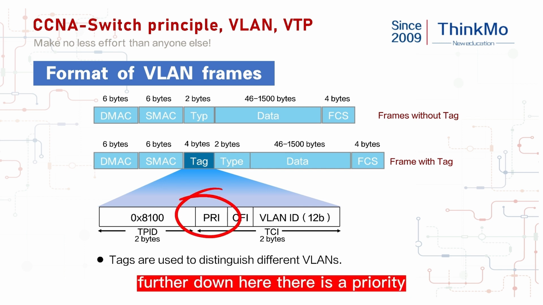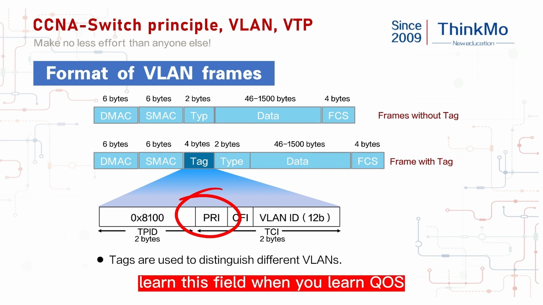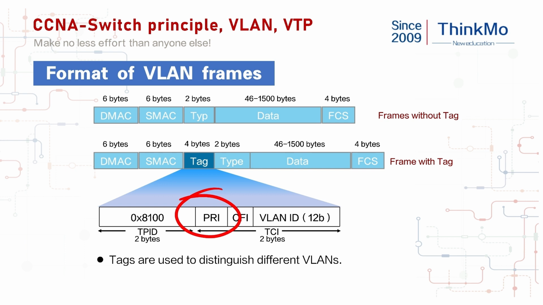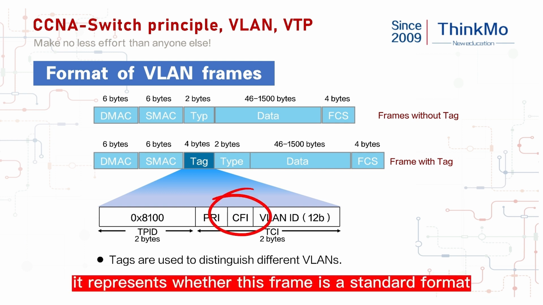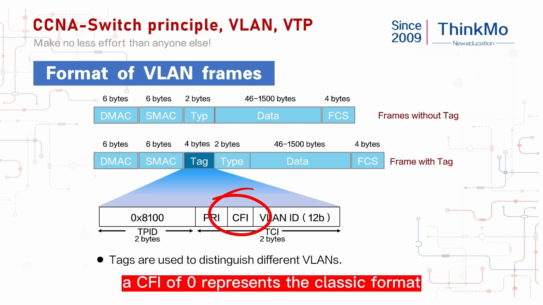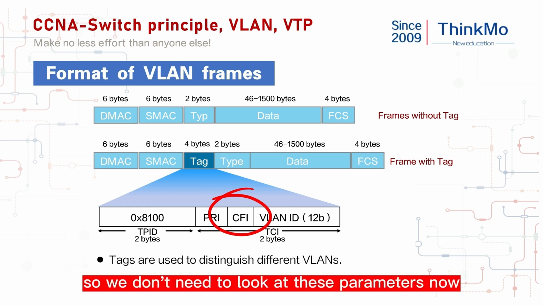Further down here there is a priority. It represents the priority of VLAN data. In the future, when you reach the IE stage and learn QoS, you will learn this field. Let's not look at it at this stage. Further down is CFI. It represents whether this frame is a standard format. A CFI of 0 represents the classic format, and a CFI of 1 represents a non-classic format. It's almost always classic now, so we don't need to look at these parameters.